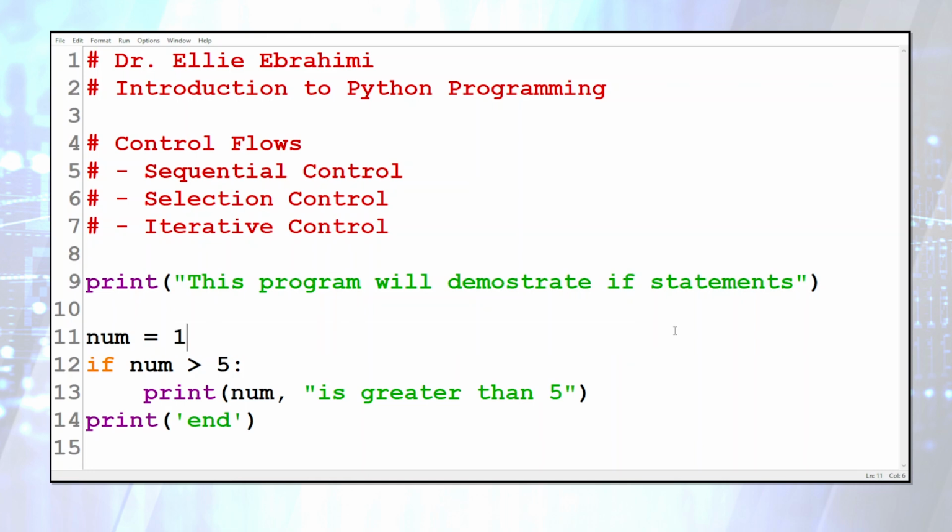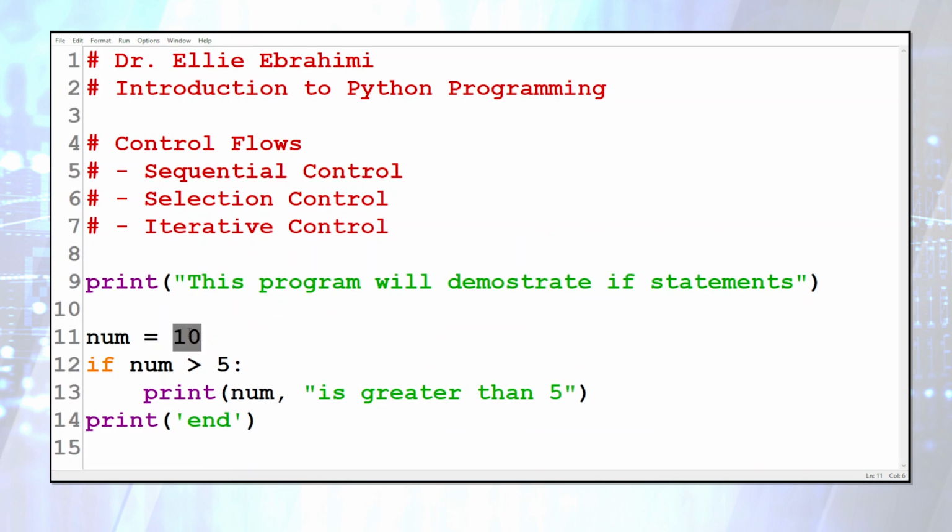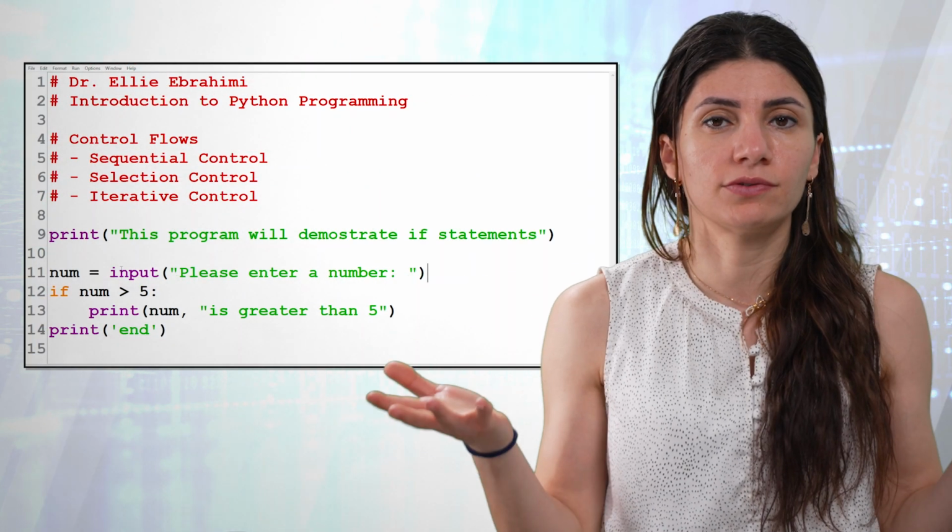Just putting 10 here, instead of this one, we had 10. We did not get that error message. So if I run it, it's going to be all good. But as soon as I replace it with an input and I put 10, I'm going to get an error message. It's very different. Why is that happening?